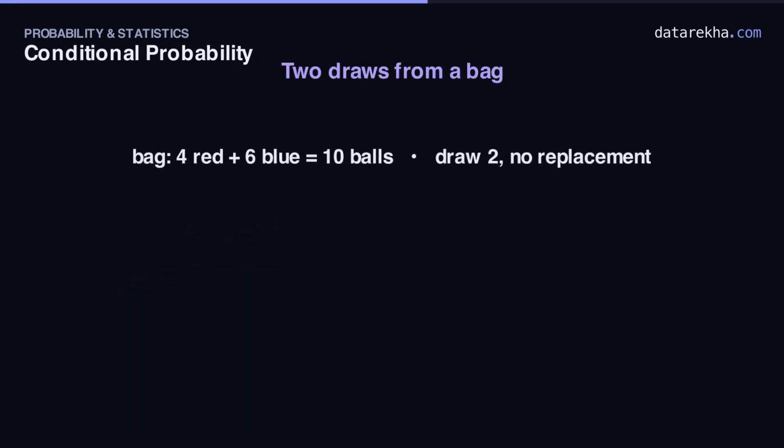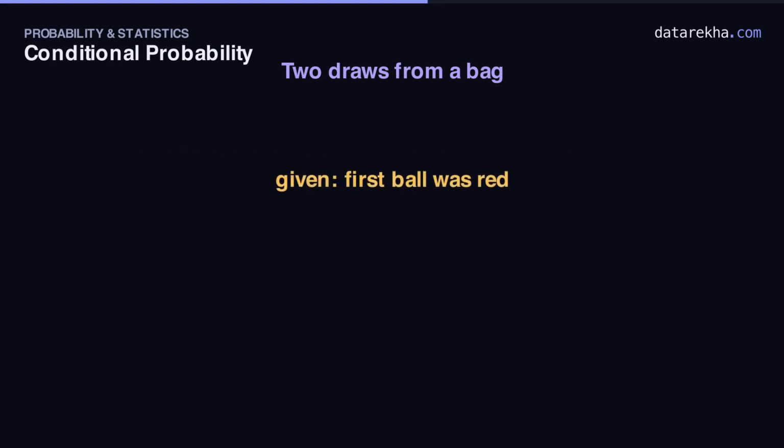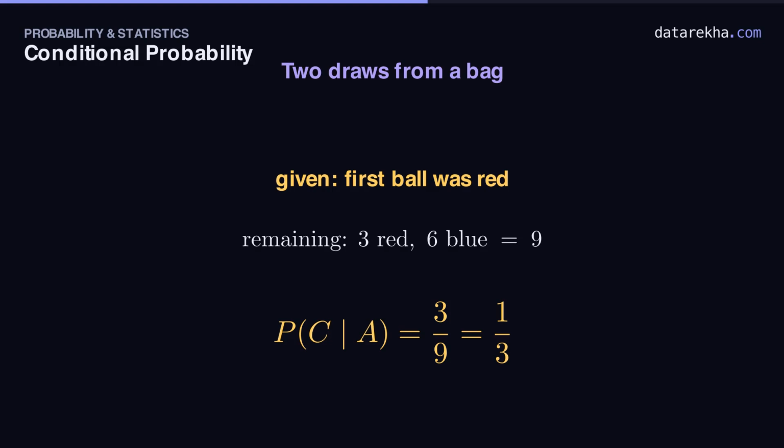Let's put the tree to work. A bag holds 4 red balls and 6 blue, 10 in total, and we draw 2 without replacement. Let A be first ball red, C be second ball red. We want the plain chance C is red, and the chance C is red given A. Start with the easier one, P of C given A. We're told the first ball came out red, so 1 red is gone, 3 red and 6 blue remain, 9 balls. The chance the next is red is 3 over 9, which is 1/3.